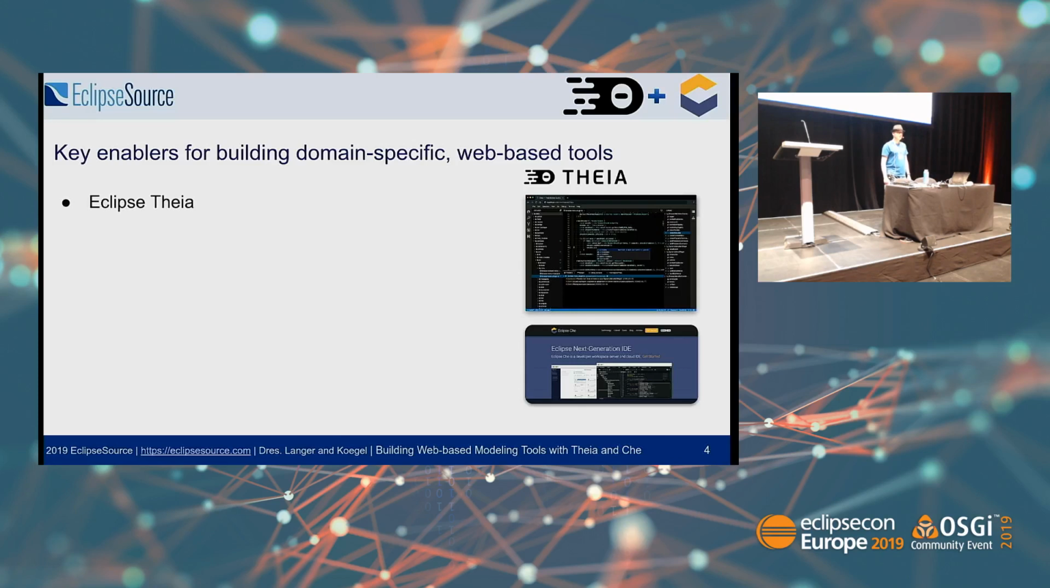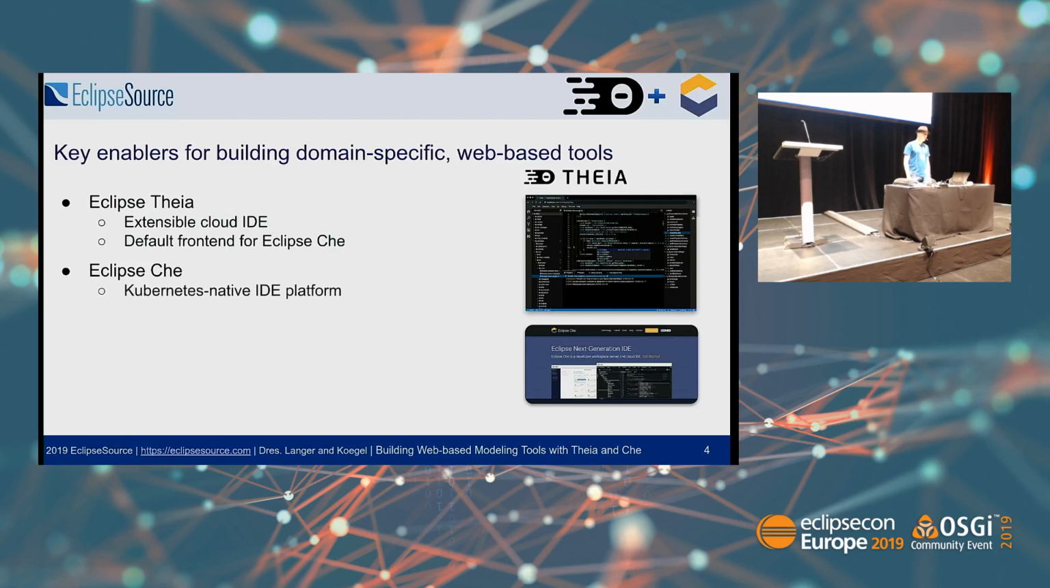First one being Eclipse Theia, which is an extensible cloud IDE. If you use that as a basis, you get a lot of things for free. And it's the default front end for Eclipse Che, which is the next technology that I see as a key enabler, a Kubernetes-native IDE platform. It allows you to manage workspaces for multiple users and the development environments for those users. One development environment could be the modeling tool.